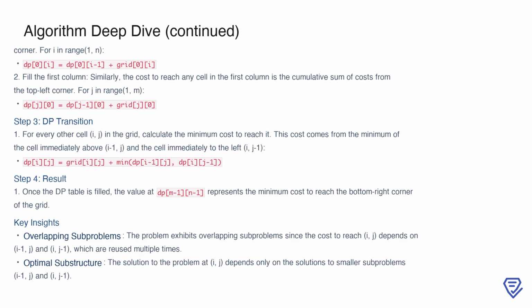For any other cell, the minimum cost to reach it comes from the smaller of two possible paths: the cell above it or the cell to its left. We add the current cell's cost to the minimum of these two values to compute the total cost for that position. The final result will be stored in the bottom right cell of the DP table, which gives us the minimum cost to traverse the grid.